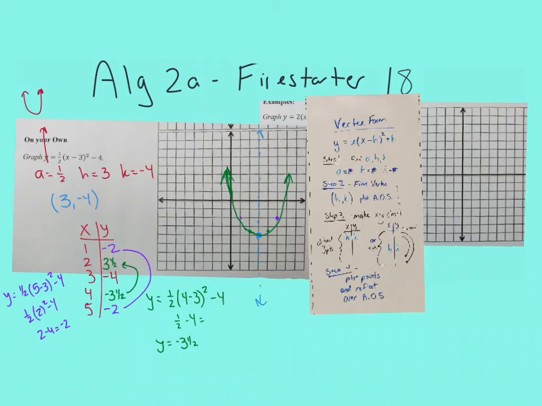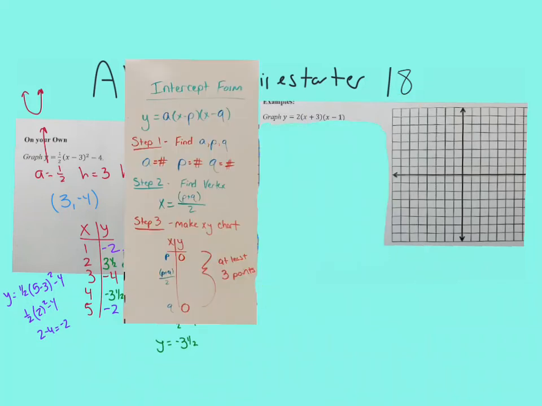Now the next one's going to be vertex form, so it's going to be a little bit different. And I don't know, I said vertex form, the next one's going to be intercept form. Why is it intercept form? Because it has two sets of parentheses. So we have two sets of parentheses. So step one, we're going to be finding A, P, and Q. So A is going to be 2, P is going to be -3, Q is going to be +1.